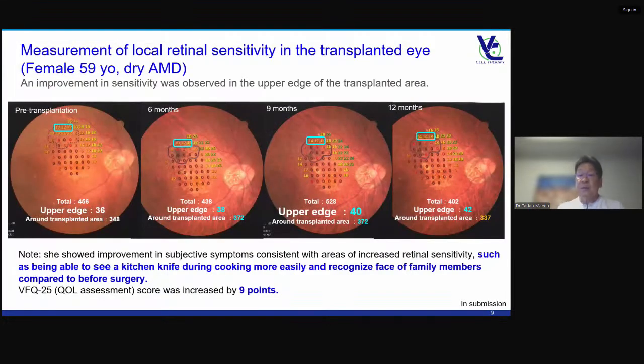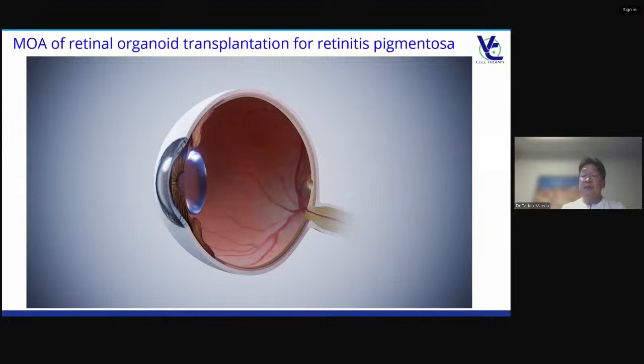So here is a representative clinical result after allogeneic iPS cell derived RP cell strip transplantation. The first case was a 59-year-old female with dry type AMD. From 6 months after RP cell transplantation, retinal sensitivity at the edge of the transplanted region and improvement of QOL were shown.